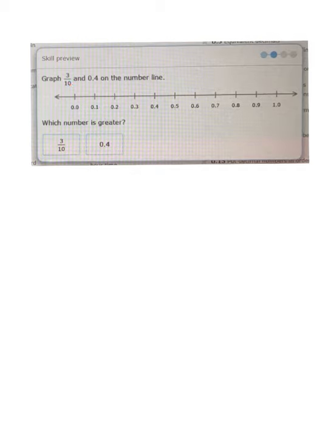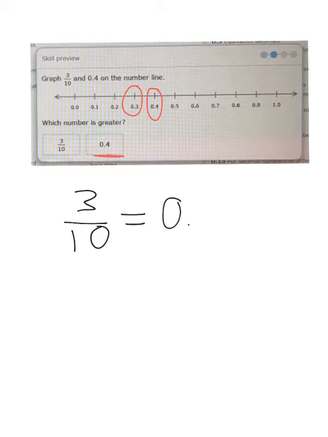3/10 is obviously right here. 4/10 is there. So which number is greater? 4/10. If you're a little bit confused by what I just did, try thinking about converting them both to decimals. Here that would be easiest because of the number lines and decimals. 3/10, remember, is 3 in the tenths column. So 0 and 3/10. So you see that right there.